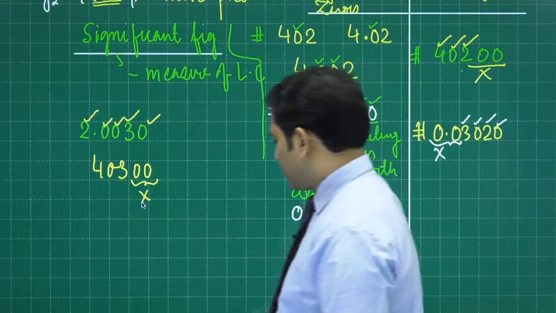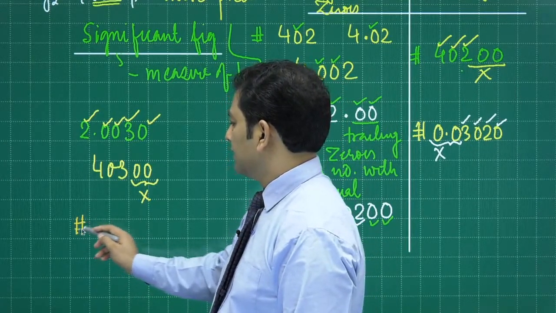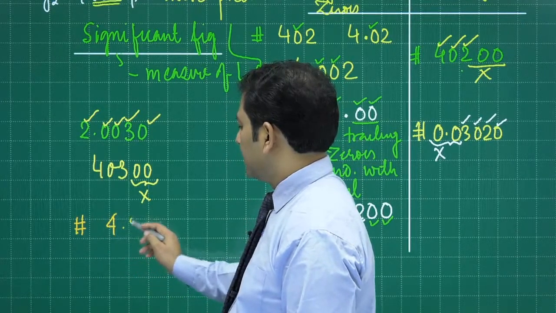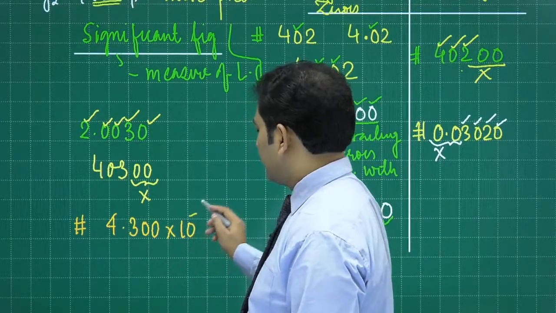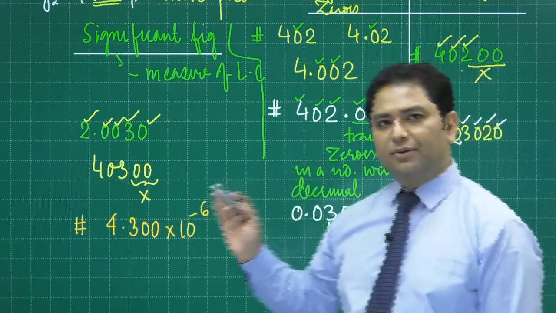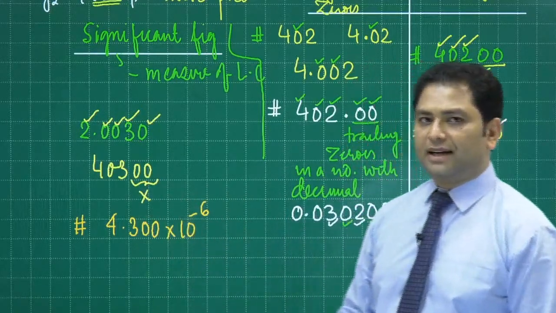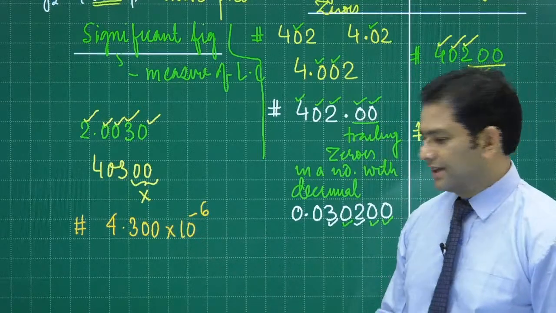Now, let's go with the next rule. And there's another beautiful rule for that. What does it say? Whenever you have any value written in this format, 4.300 into 10 raised to the power minus 6.